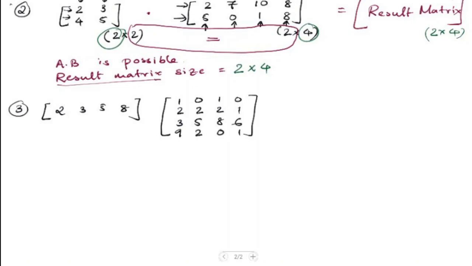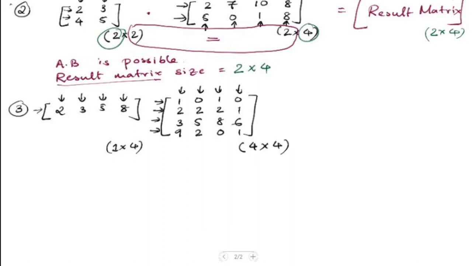So now again, the size of matrix A, let's say, we have 1 row, so 1 times, how many columns do we have here? 1, 2, 3, 4 columns. So that's a 1 times 4 matrix. And here we have how many rows? 1, 2, 3, 4 rows. So we have 4 rows times how many columns? 1, 2, 3, 4. So this is a 4 by 4 matrix.